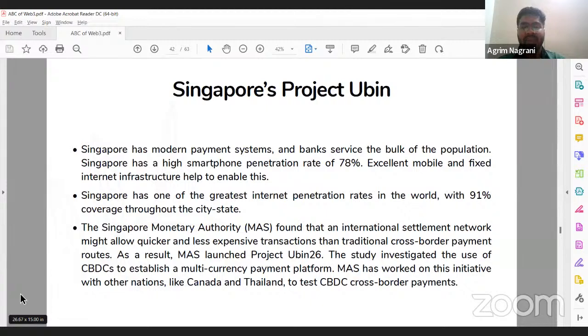Now the Monetary Authority of Singapore, or MAS, found that an international settlement network was able to be done quicker and with less expensive transactions compared to traditional cross-border payments. For this, they launched a particular project named Ubin+. In this project, they are researching and developing a CBDC currency for a multi-currency payment platform, which can be used for the transfer of cross-border payments.